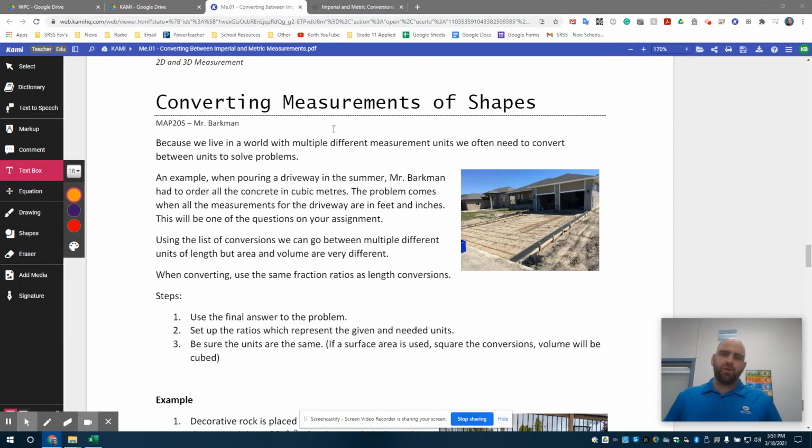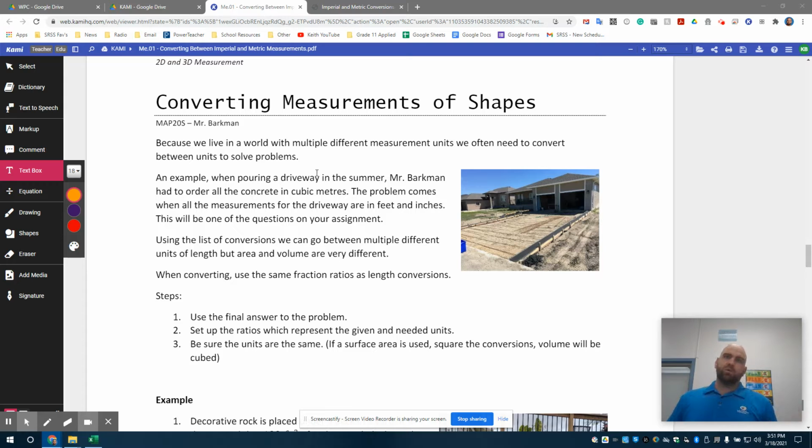All right, so converting measurement now of shapes. We're going to be getting into area and volume and how to calculate that a little bit later on, but I want to just start off by going through how do we convert an area or a volume. Normally, if we have an area or a volume rate, we can convert it in one simple step.